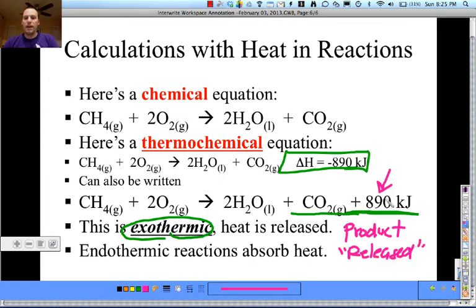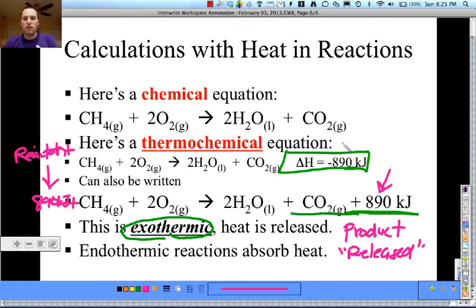Okay? If I had written the 890 over here, 890 kilojoules plus methane plus oxygen, then this would be a reactant, and so I would know that that is endothermic because heat is being absorbed. It's required for the reaction to take place. It has to go in. So remember, exo means out, exothermic, produced, product; endothermic, in, reactant.